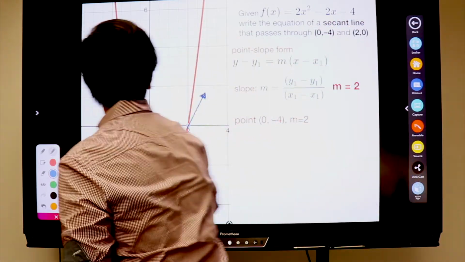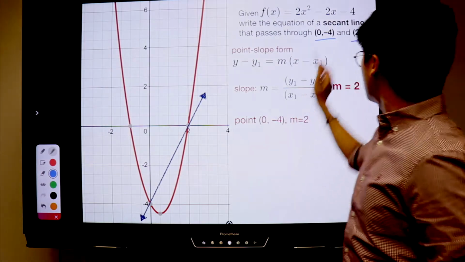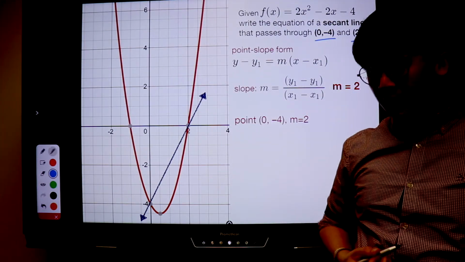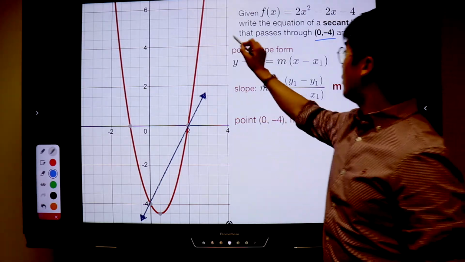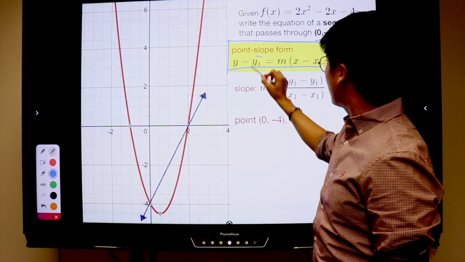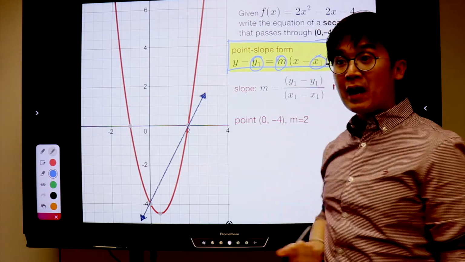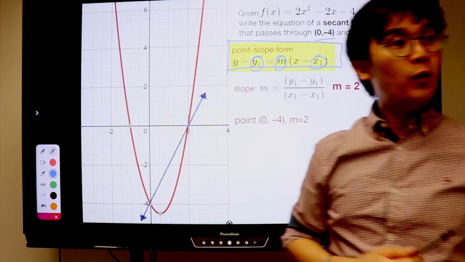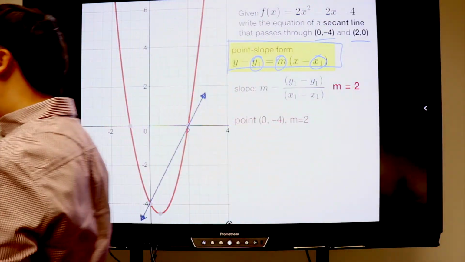you can choose any of these 2 points right here. Let's choose the first one, 0, -4, with a slope of 2. Can we now write the equation of a line? Of course, because all you need to do is to use that formula, plug in the value of y1 and then x1, and you have your equation of the secant line. Can you please write the equation of the secant line we're looking for?